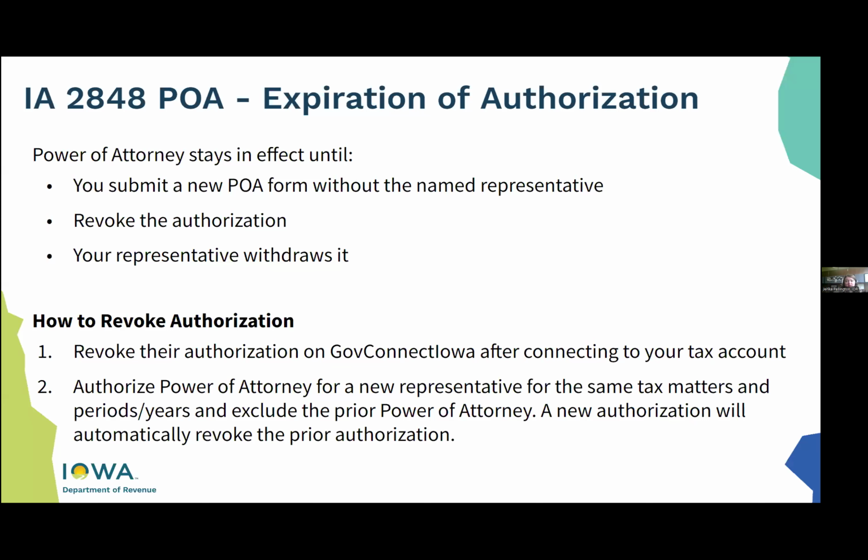You as the taxpayer can revoke a power of attorney in two ways. One, you can revoke their authorization on GovConnect Iowa after you're connected to the tax account. Or two, you can authorize a power of attorney form for a new representative for the same tax matters and just exclude the prior power of attorney. A new authorization form will automatically revoke that prior authorization.